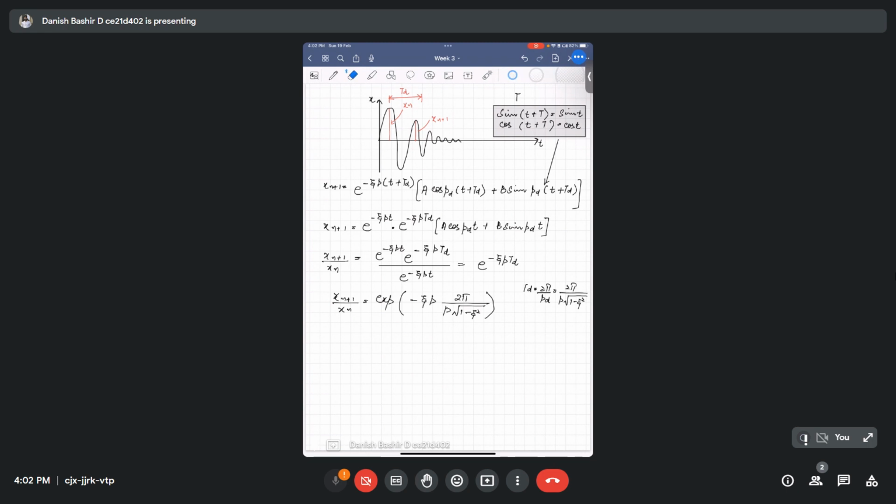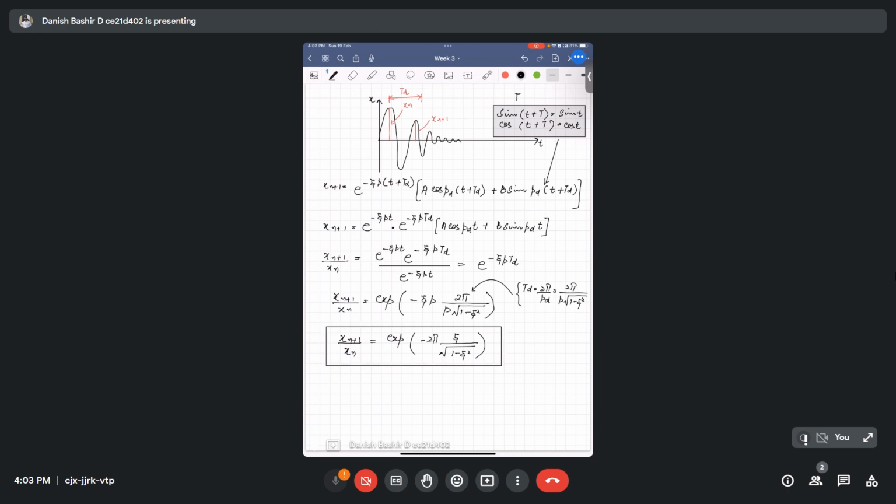Okay, so we will use this relation here. So we obtain the ratio of successive decaying amplitudes as x of n plus 1 divided by x of n as exp of minus 2 pi, p and p will get cancelled, theta upon root under 1 minus theta square.